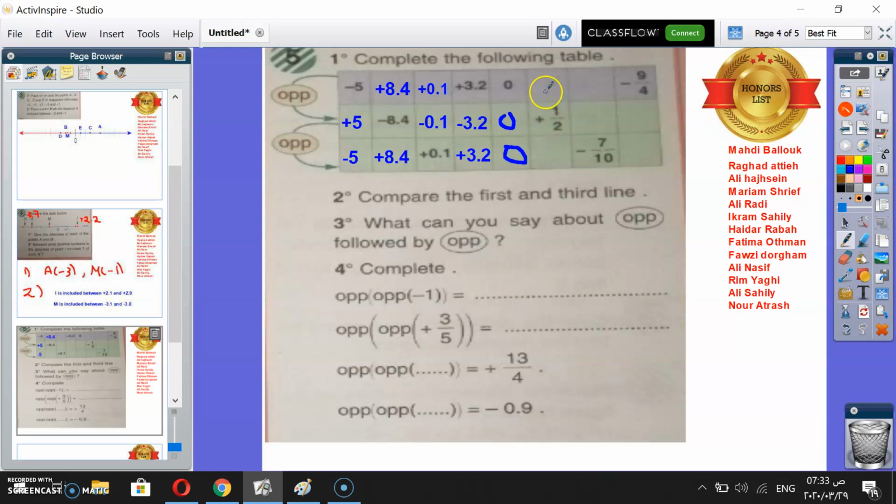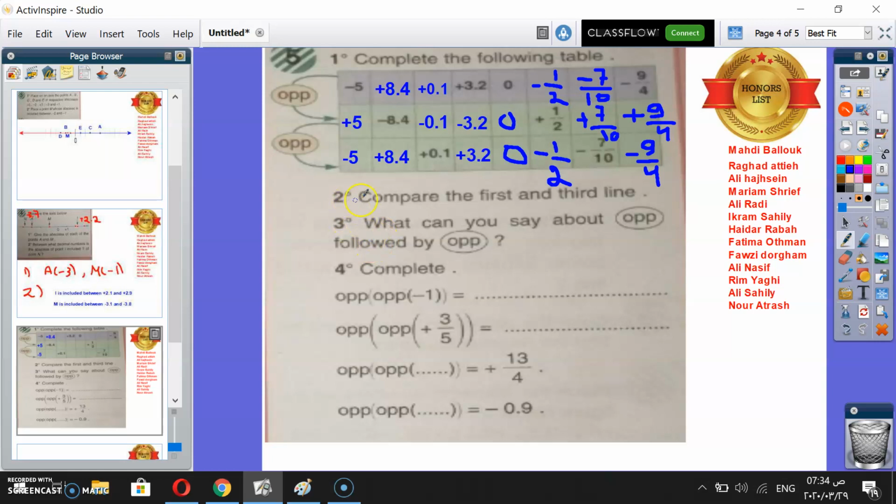Opposite of plus 1 over 2 is minus 1 over 2. And opposite of minus 1 over 2 is plus 1 over 2. Opposite of minus 7 over 10 is plus 7 over 10. Opposite of plus 7 over 10 is minus 7 over 10. Opposite of minus 9 over 4 is plus 9 over 4. And opposite of plus 9 over 4 is minus 9 over 4.